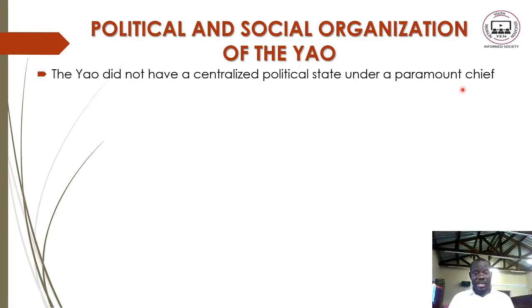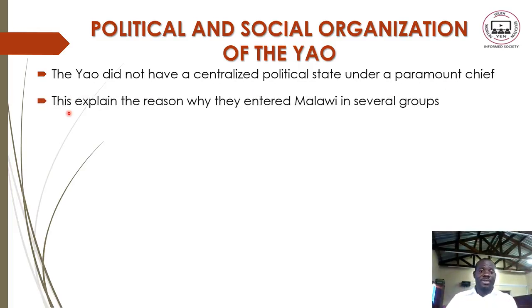So we see that because of that, they did not have one paramount chief. This explains the reason why they entered Malawi in several groups. Here you can note why they came in different groups: they did not have one permanent leader. So each group was independent of the other.